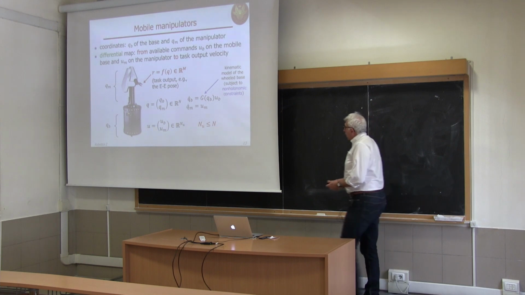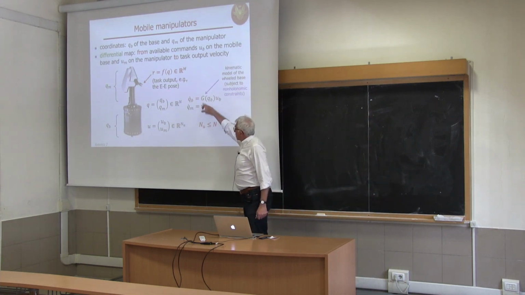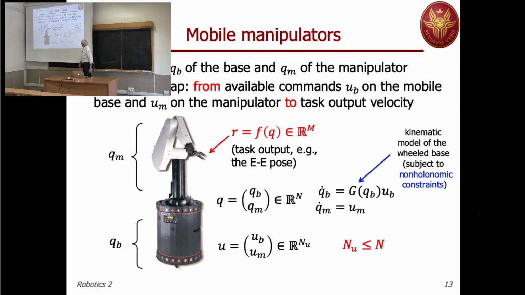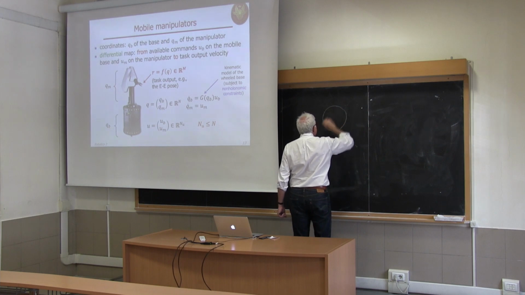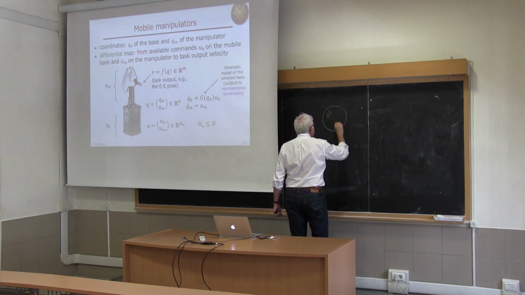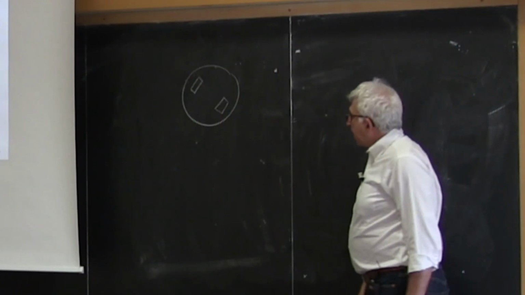So let's see this G matrix, which has the dimension of the generalized coordinate of the vehicle: the number of rows is the dimension of the generalized coordinates, and the number of columns is the number of commands. Let's see one simple example of this situation. I think that you have treated this before, but suppose that we have a 2-wheel differentially driven mobile base.